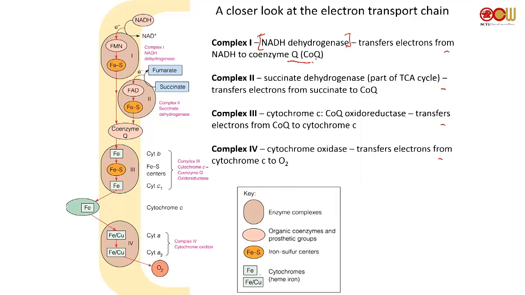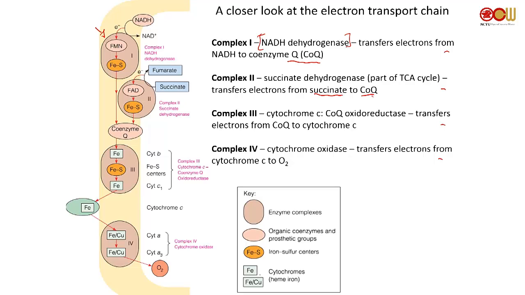Okay, so right here, complex 1. And then complex 2 is succinate dehydrogenase, or SDH, which is part of the TCA cycle, like I mentioned. What it does is transfer electrons from succinate to CoQ. Okay? And complex 3 is this thing called the cytochrome C CoQ oxidoreductase.